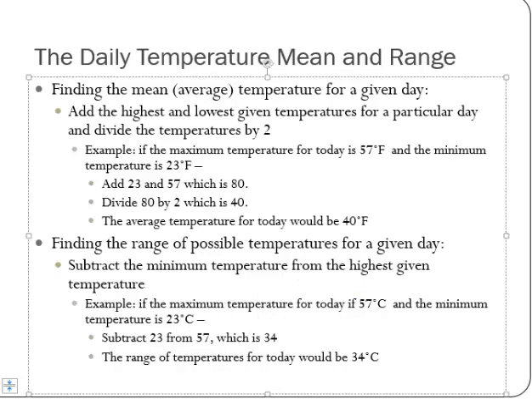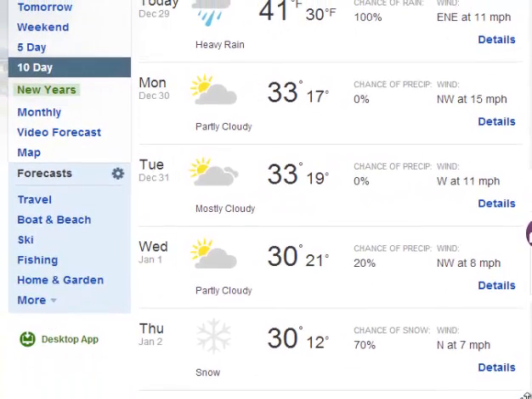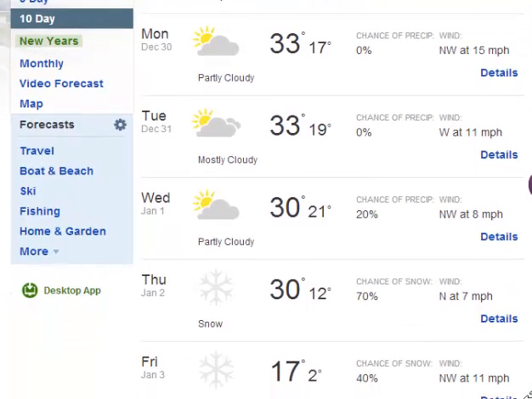If you want to look at a real-life example, maybe we can look at the weather.com temperature ranges for today and the next 10 days. This happens to be for Muncie. We see today we have a high of 41 and a low of 30. You can see, wow, later in the week it's going to get seriously cold.